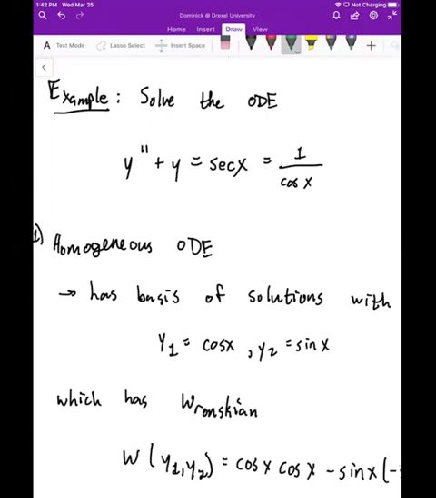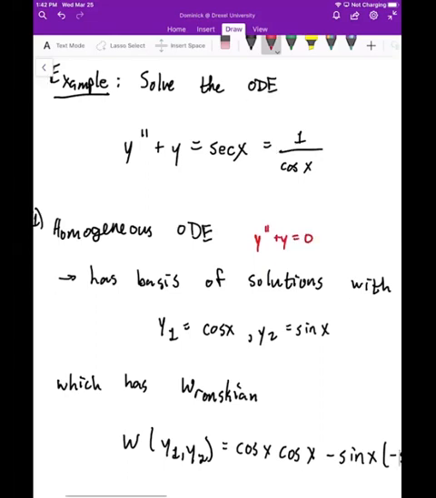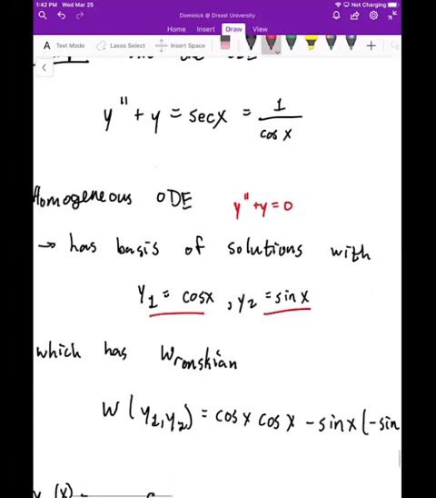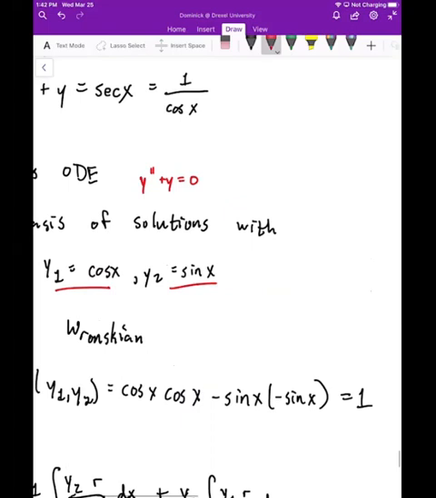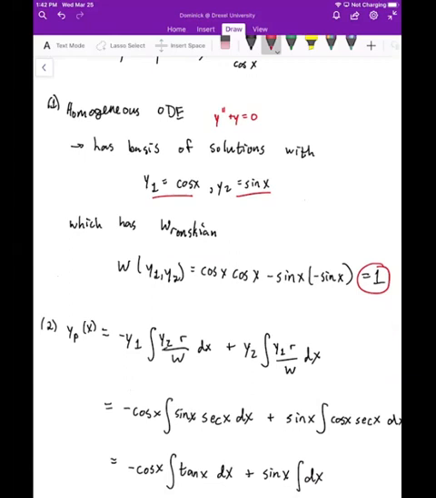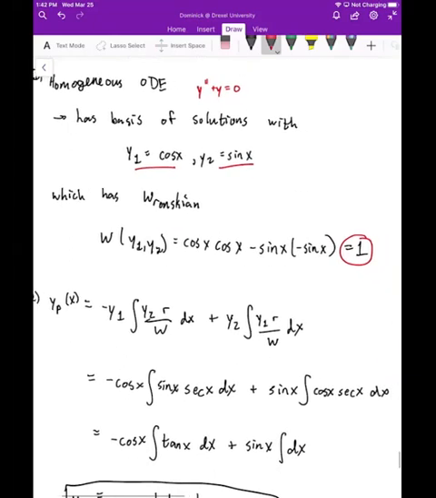Now, if you look at the homogeneous version that we've done a bunch of times now, y double prime plus y equals 0, we've shown that we have a basis of solutions given by cosine and sine. And of course, if you find that Wronskian, you get cosine squared plus sine squared, which is equal to 1. That's going to be nice here because our particular solution has the Wronskian in the denominator, but if your Wronskian is 1, you're not going to really see it.